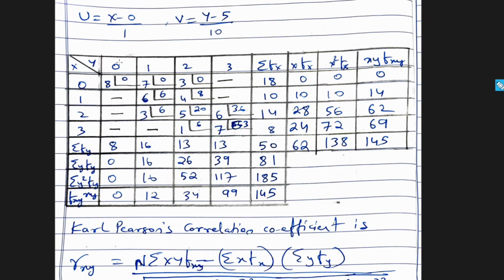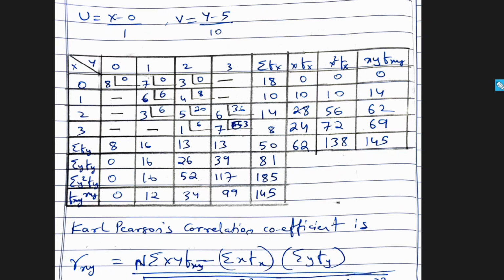Now let us go for y values, that is vertical totals. Now we have fy here. Next, here we have summation of y into fy. The same process that you carried here horizontally, now you have to carry it vertically. Okay. Now 0 into 8 is 0. 1 into 16 is 16. 2 into 13 is 26. 3 into 13 is 39. So 16 plus 26 plus 39 is 81.